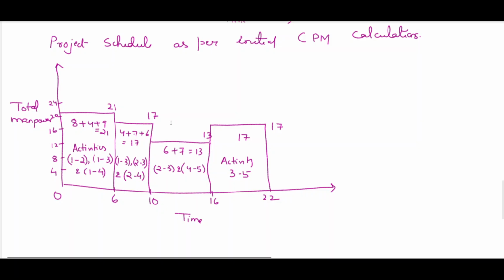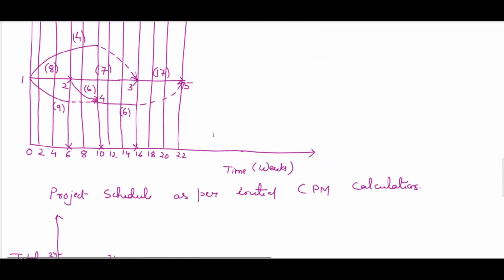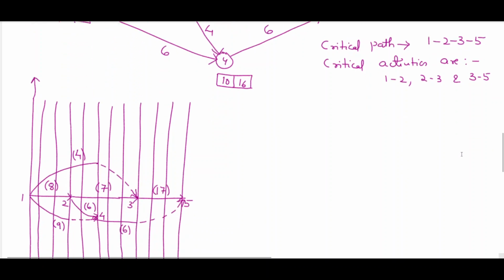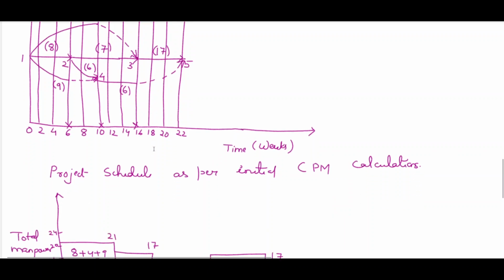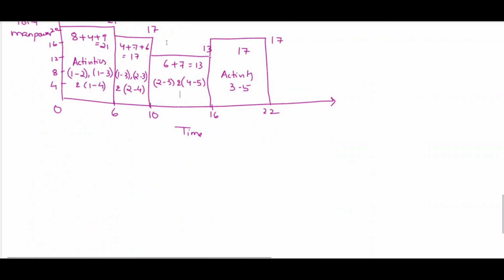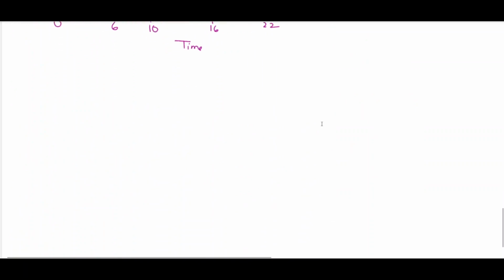For that we first start with our slack activities without disturbing the critical activities. What are the critical activities? 1-2, 2-3 and 3-5. We should not disturb 1-2, 2-3 and 3-5 in resource leveling. We can only disturb the slack activities, meaning the other activities except the critical ones. We can change that manpower so that it's a straight line. So let's try.